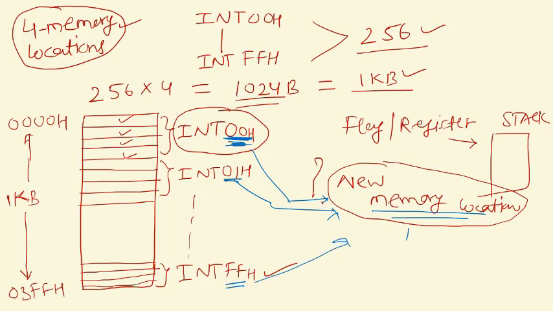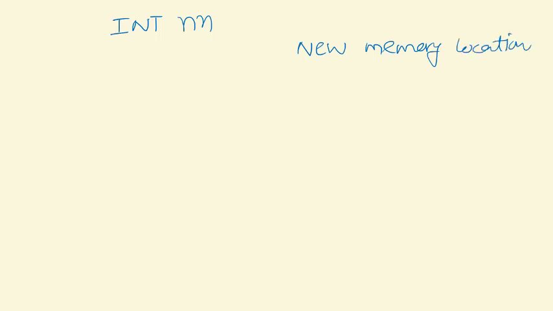Just suppose we are having INT NN. How will we find the new memory location? We take 4 into NN, whatever NN is given, 4 times NN, and the content of this memory location will be stored into IP.